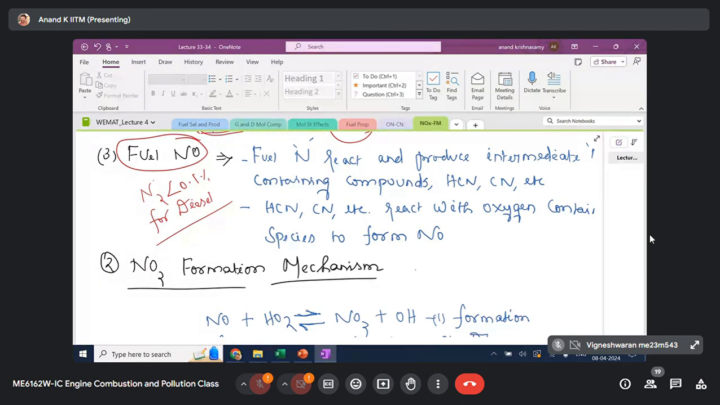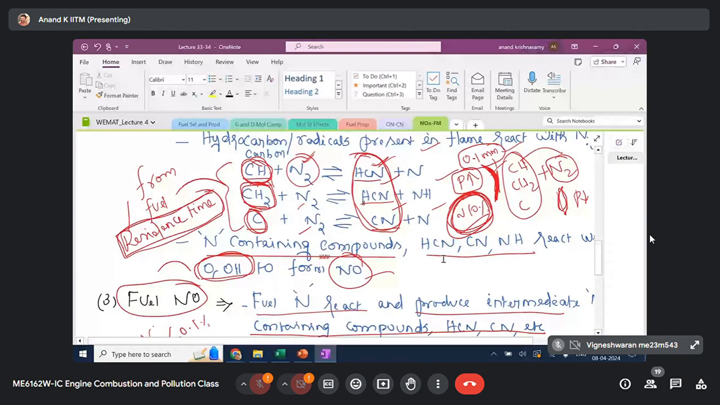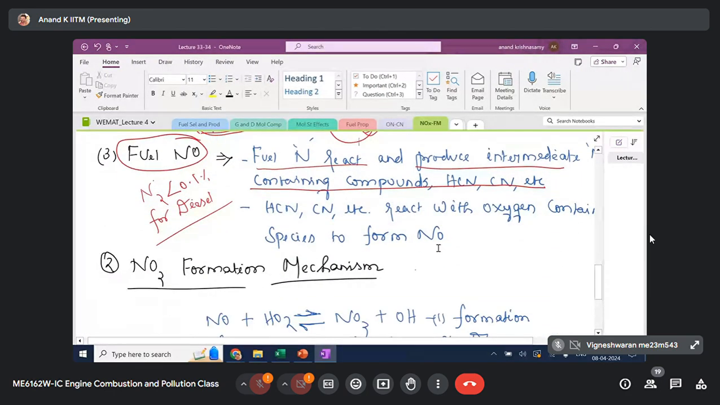Because of this, the N present in fuel can react and produce NO, like what we have discussed for prompt NO. So the formation step is almost similar. First, intermediate nitrogen containing compounds will be formed, and these compounds will oxidize with O or OH, creating NO. That is how the fuel bound NO is forming. And the concentration is very low or negligible due to this reason.